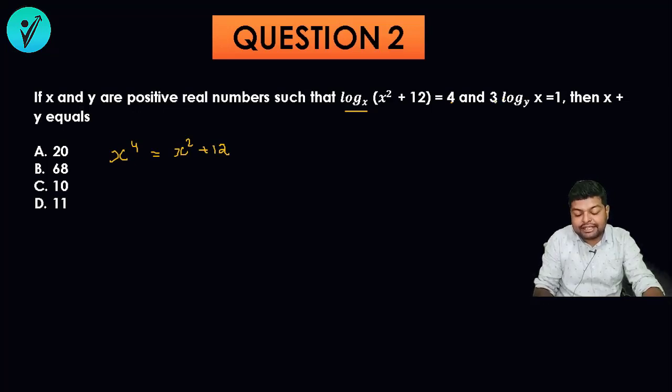Similarly, there is another property: whatever is multiplied to the log function comes to the exponent of this number. For example, if 3 is multiplied here, we can shift this 3 to the power of this x. So it will become log x cube with base y. So now we can say that y to the power of 1 is equal to x cube. Or we can say that the value of y is what?